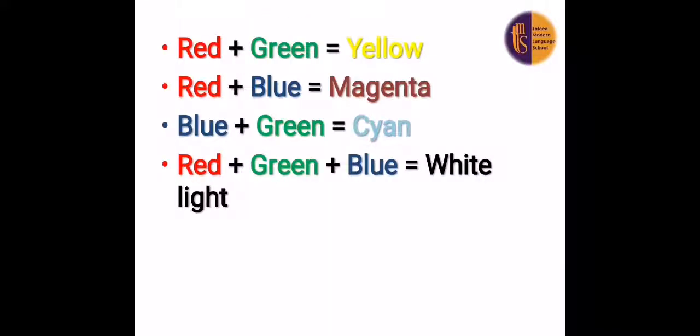So again, mixing red and green produces yellow color. Red and blue produce magenta. Blue and green produce cyan. Red and green and blue produce white light.